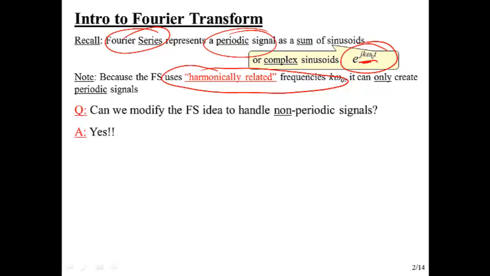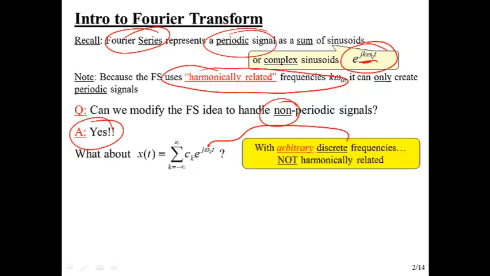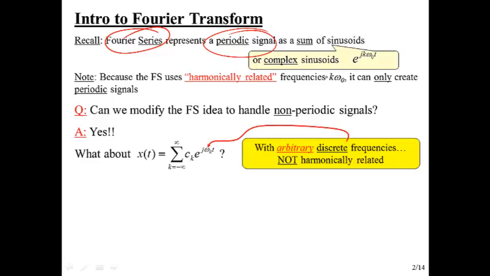What we need to do is be able to handle other things. So can we modify this to get non-periodic signals? And the answer is yes, obviously. We wouldn't be asking the question if not. So let's sneak up on this idea here and say, okay, so suppose we modify this instead of k times omega 0, we just add an arbitrary index, omega sub k, and now we have some infinite collection of discrete frequencies.